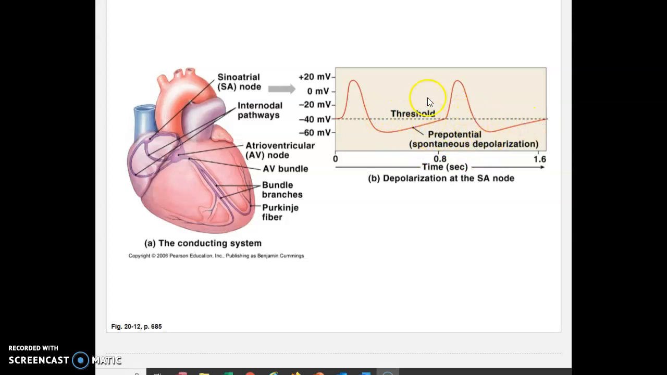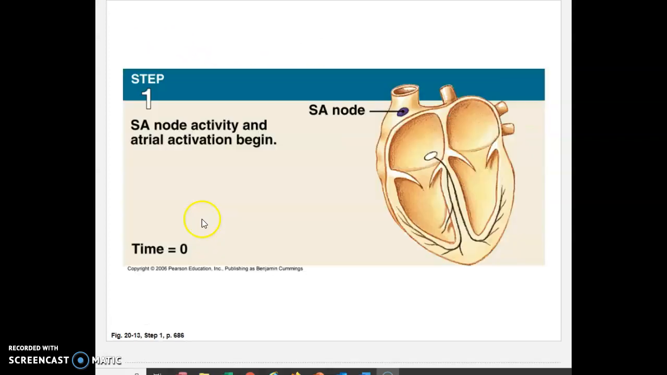depolarization. Now this is primarily working and our heart rate is being established in the SA node, so it's called our natural pacemaker. And here's our SA node, our pacemaker, where our signal is initiated, and that's where the signal begins. That's where that spontaneous depolarization starts taking place. So let's look at the timing involved in this particular situation.